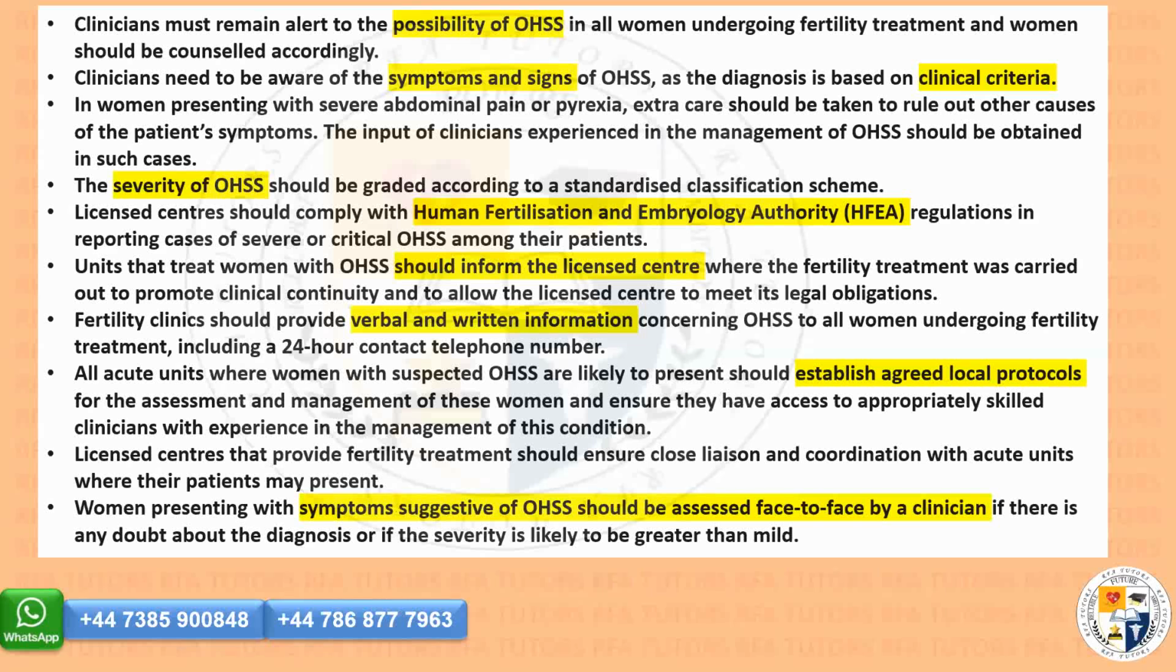Now I'm a student, right? I don't know anything in terms of the importance of these, but I'm learning these recommendations because I'm starting the guideline. In the second and third go, you would see how I become a good, learned student, okay? The fertility clinics should provide verbal and written information, and they should also have a 24-hour contact telephone number. All acute units where women with suspected OHSS are likely to present should establish agreed local protocols for the assessment and management of these women. And licensed centers should have close liaison and coordination with acute units where their patients may present.